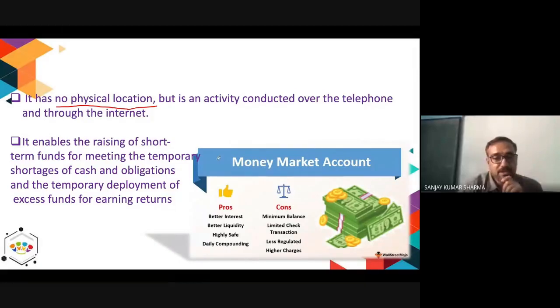You can take a screenshot of this so that you are aware of the pros and cons of the money market. Though this is not to be studied in detail, no need to study it in detail, but just for your information.